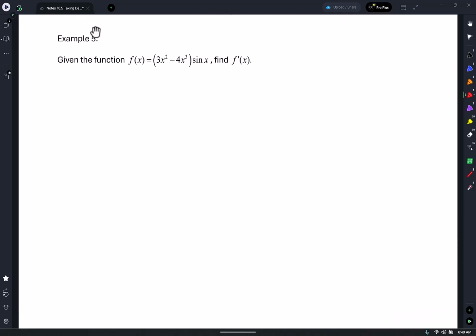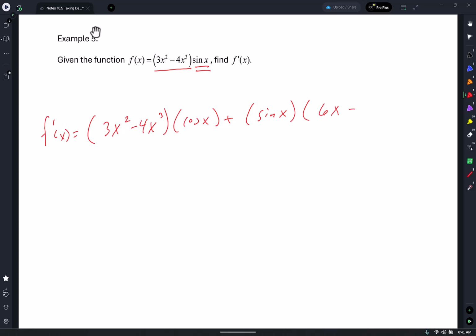Ready for example 5? All right, this is the first. This is the second. Cool or not cool? All right, here we go. F prime of x, since they gave us function notation with f of x, equals first, 3x squared minus 4x cubed, times the derivative of the second. What's the derivative of sine? Cosine x. Plus the second times the derivative of the first: 6x minus 12x squared. Are we okay, guys? You can leave it like that.